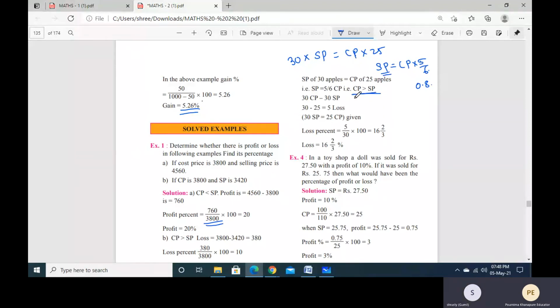What was the cost price actually? It is the same as the selling price. So 30 CP minus 30 SP. We are just subtracting them, nothing more than that. So 30 minus 25 is equal to 5 loss. SP of the 30 apples is the same as CP of the 25 apples. So 5 upon 30 into 100, because 30 is the CP, into 100, that is 16 by 3. It's a loss percent.